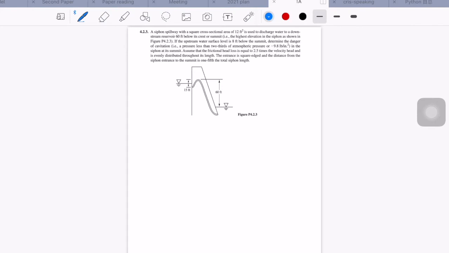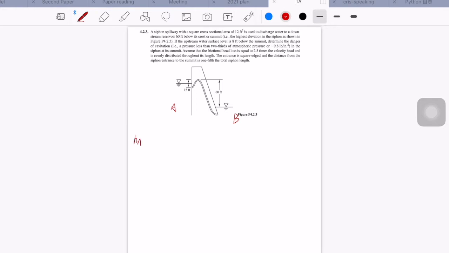Today, let's look at some homework problems about pipelines. Pipeline problems are most often solved by using the energy equation. So for the first problem, we first balance energy between the upstream reservoir A and the downstream reservoir B to determine the velocity. So we write the energy equation first between A and B.